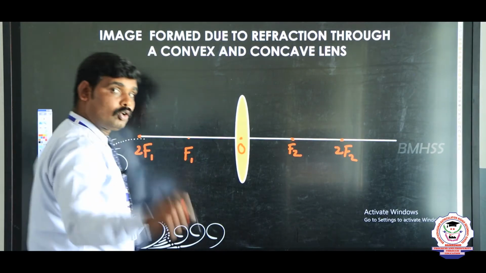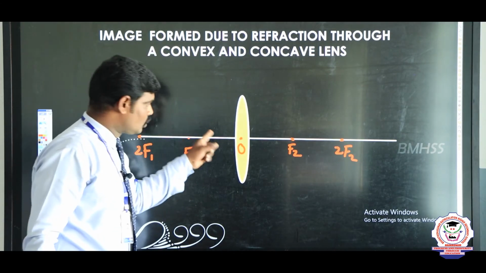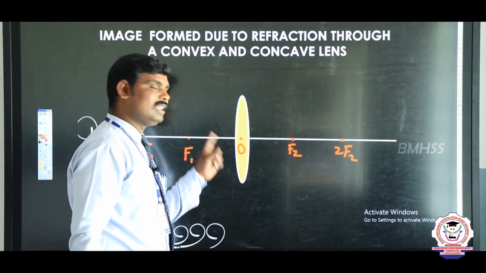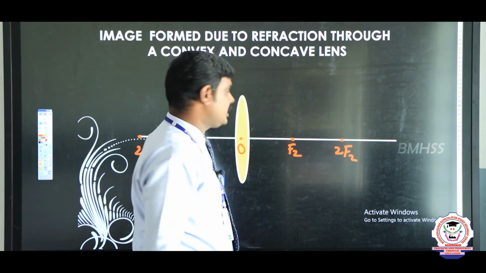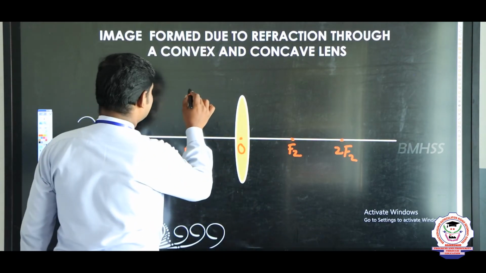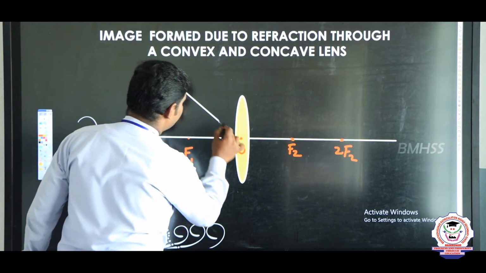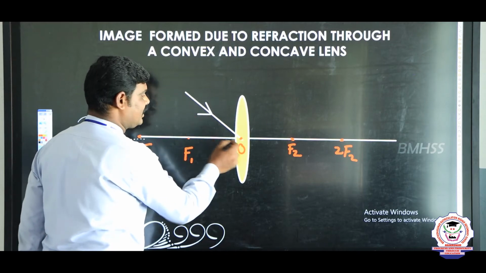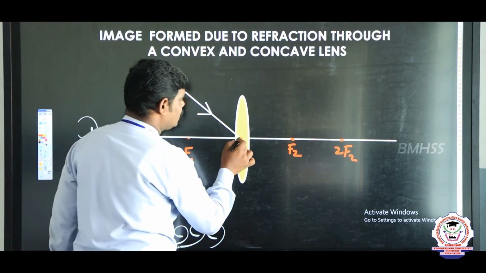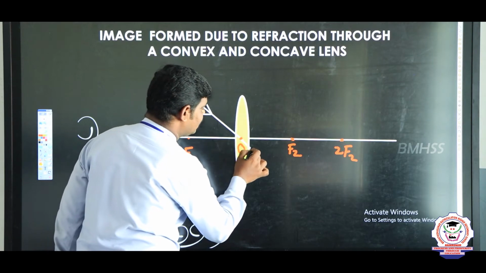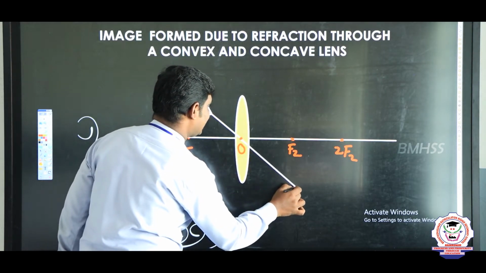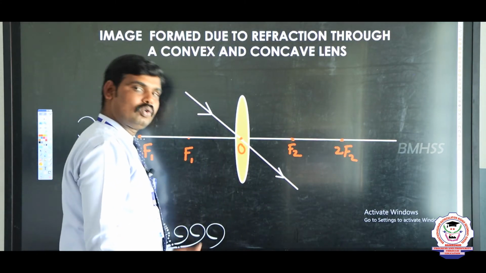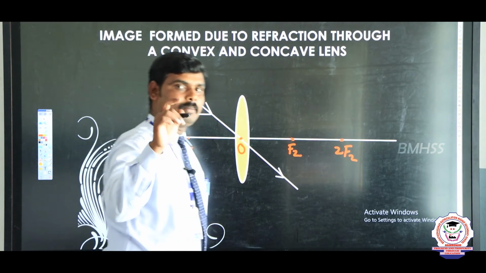Now, rule number 1: when light passes through the optic center, there is no reflection and no refraction, which means the line passes in the same direction. Now I draw this incident line passing through the optic center. There is no reflection, the line passes in the same direction. So there is no refraction and no reflection. This is rule number 1.